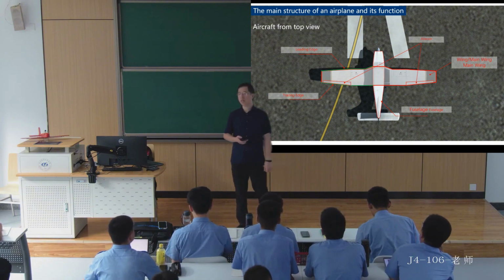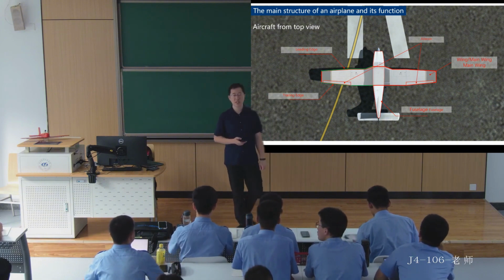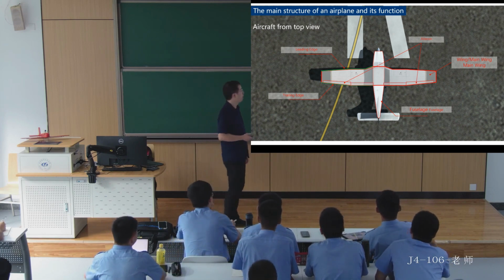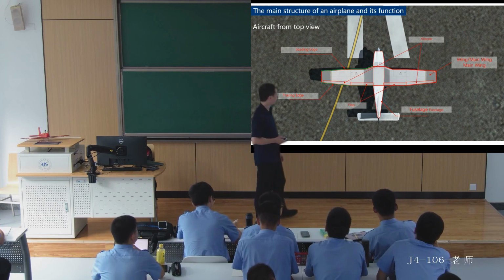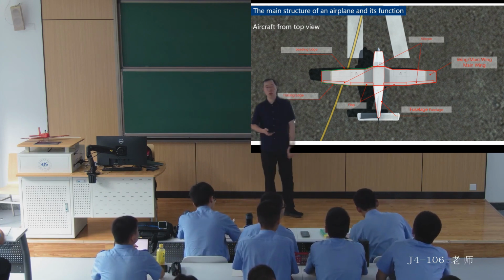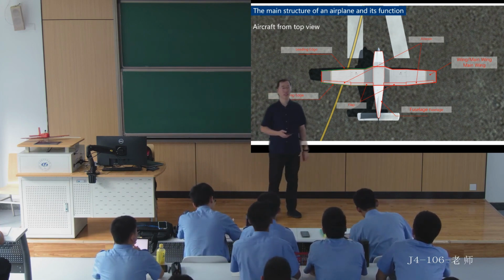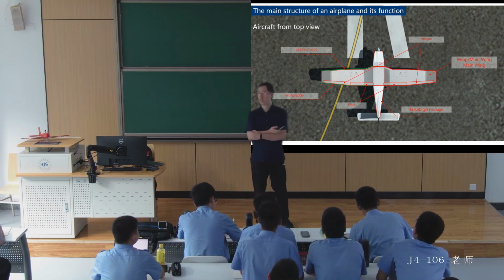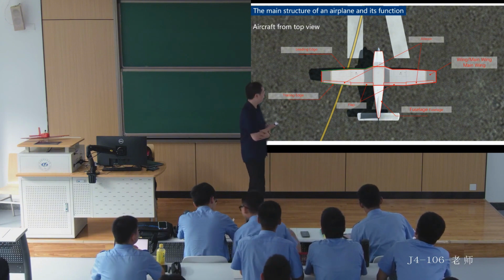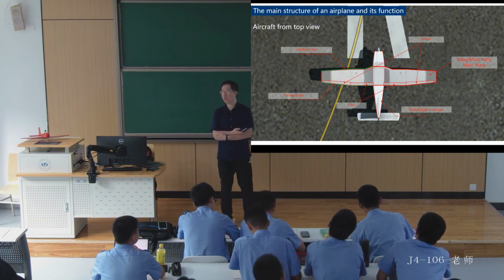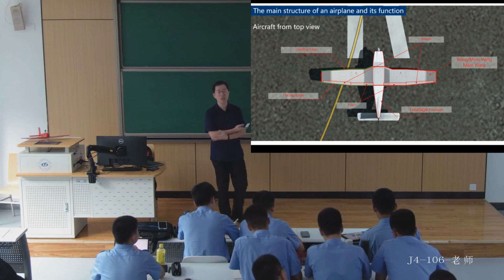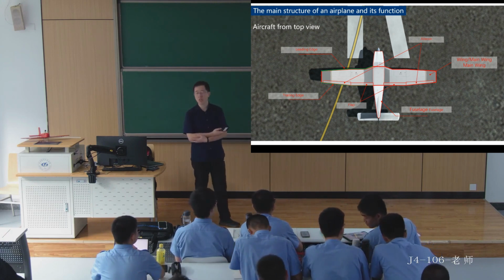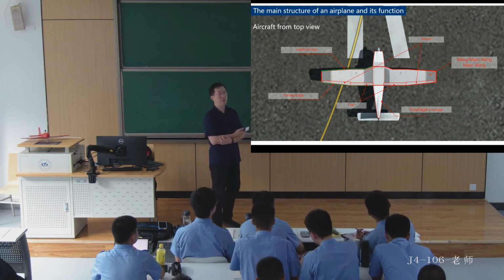Flap, right? What's the corresponding word in English? Flap, right? What exactly is it used for? Besides increasing lift, what other uses does it have? Yes, that's right. It's a component used for increasing lift. We will discuss in detail how it increases lift in our flight principles course later on, and how we should use it effectively during flight.